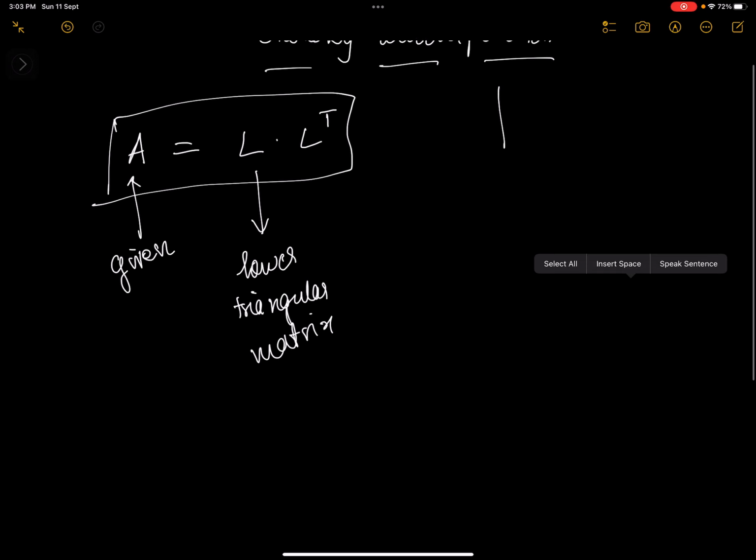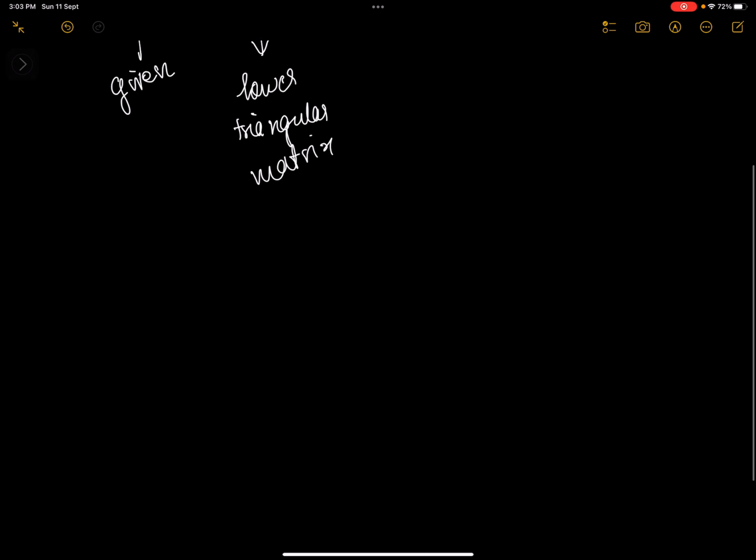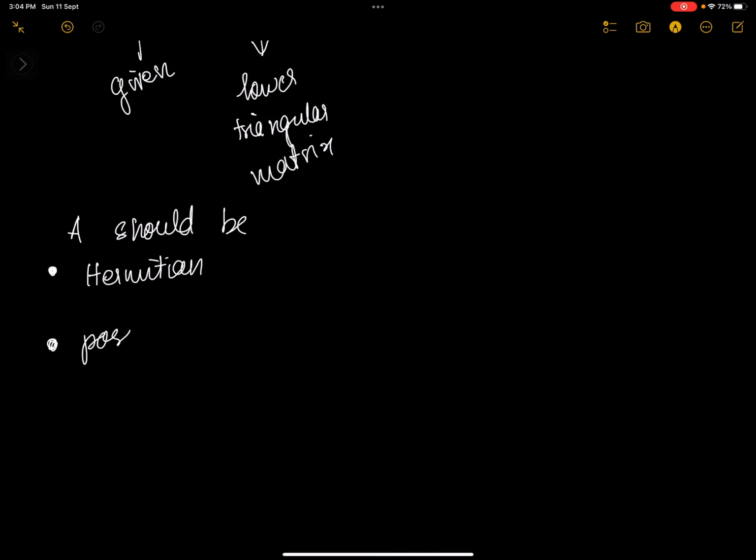So when can we apply a Cholesky decomposition? A Cholesky decomposition is contingent on two conditions: one, the matrix A that is given should be a Hermitian matrix, and two, it should be positive semi-definite. It is also quoted in many literature that the rule is basically that your matrix should be symmetric and should also be positive semi-definite.